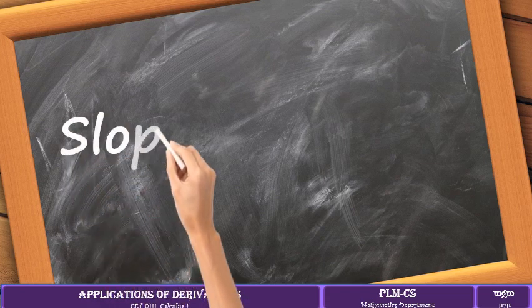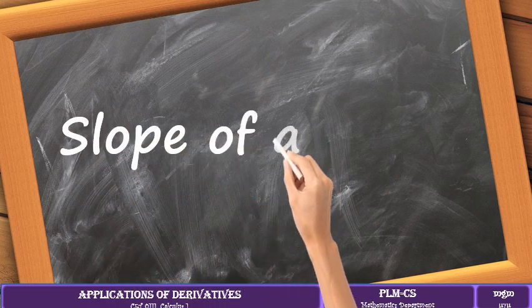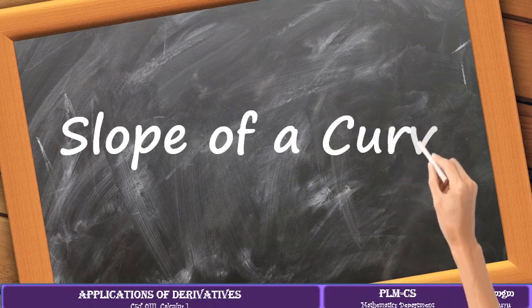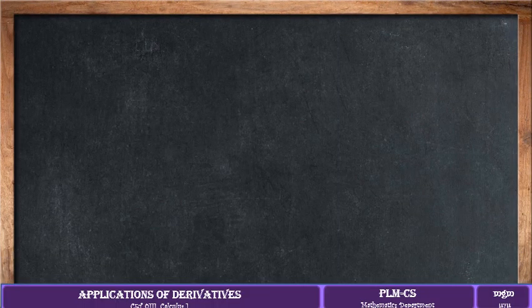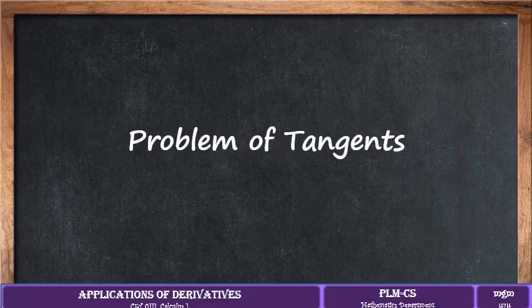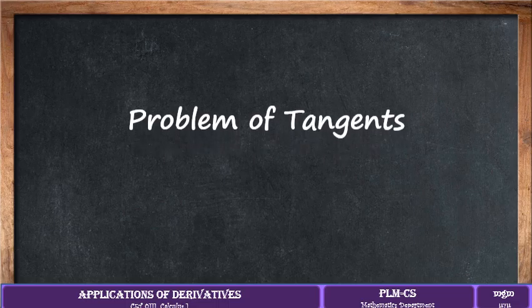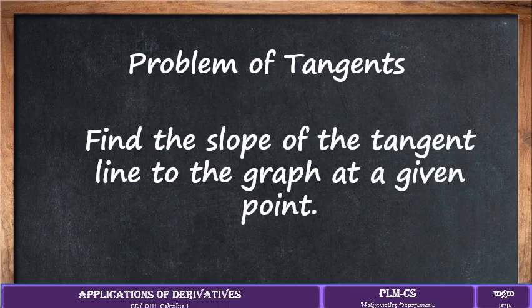In this video, we will learn about the slope of a curve. One way to interpret the derivative is by means of the slope of the tangent line to the graph. In fact, the basic problem that we can encounter in differential calculus is the problem of tangents. In such problems, we will be asked to find the slope of the tangent line to the graph at a given point.